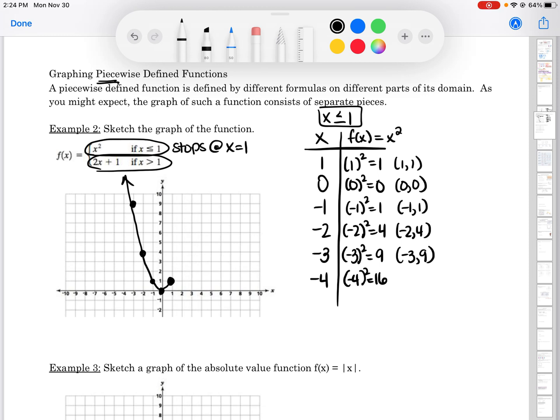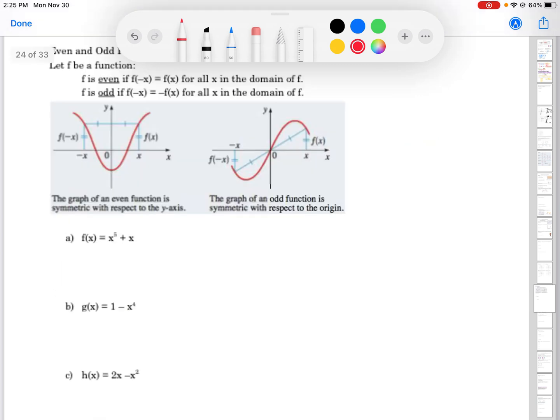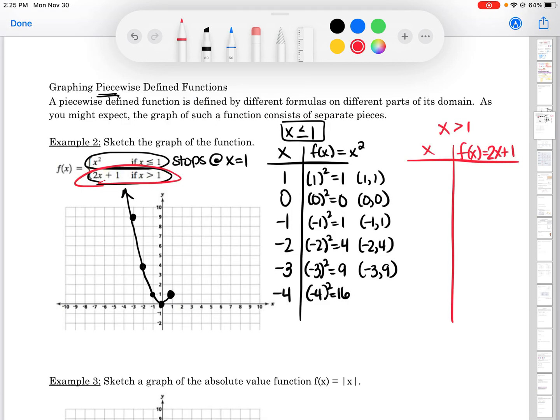All right, then I have to switch and use a different formula when x is greater than 1. So we're going to switch, and now my table is going to look a little bit different when x is greater than 1. So we'll have x and our f of x, but this time we're using f of x is 2x plus 1. So greater than 1, well, we still should know what happens at 1, but we can't include it as part of our solution. So we're going to use an open circle at whatever 1 is, because we're going to get really, really close to 1, just like we would use an open circle on a number line.